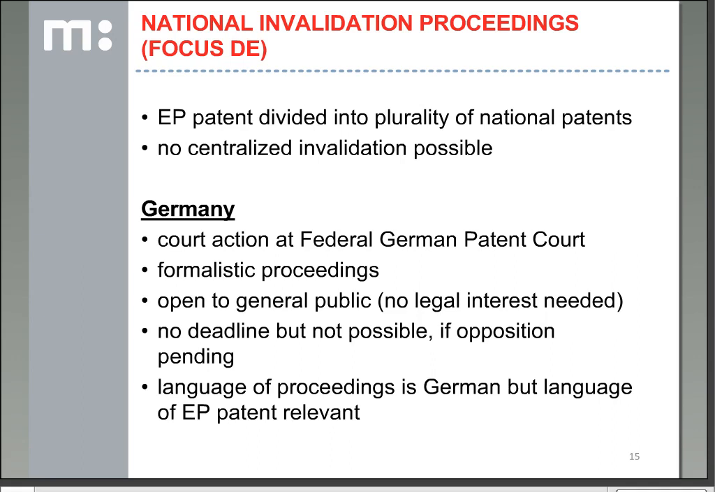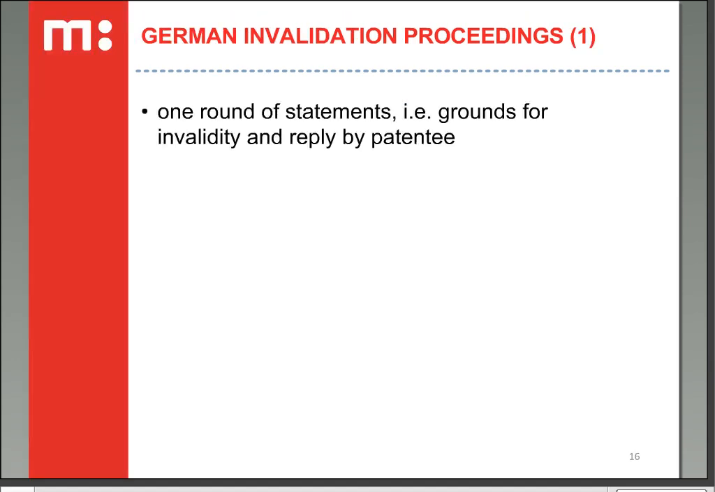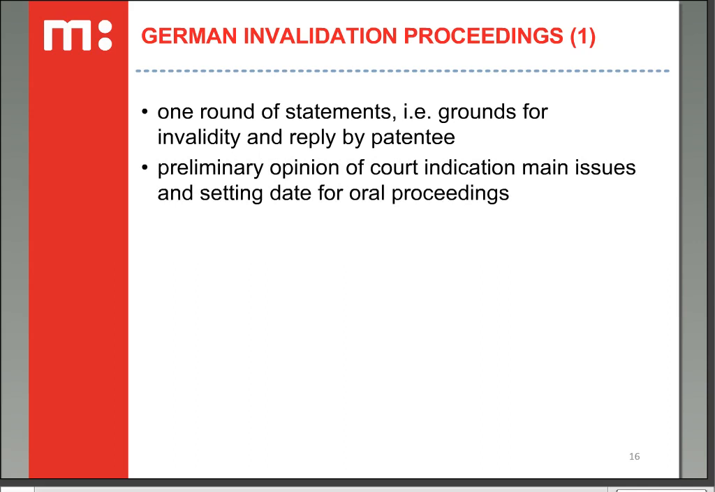So once you receive a counter statement filed by the patentee, which will be in German, or if you have a preliminary opinion by the court, you need to translate that and forward that, which incurs some additional costs at that time. Again, you will usually have one round of statements. So you file your grounds for invalidity and a reply by the patentee, and then usually you would already receive a preliminary opinion of the court, and that indicates the main issues which are to be discussed and sets a date for oral proceedings.